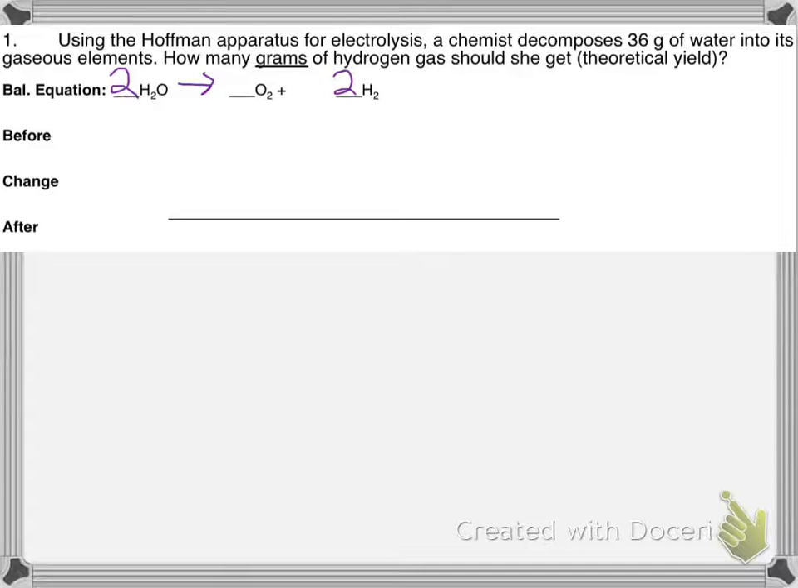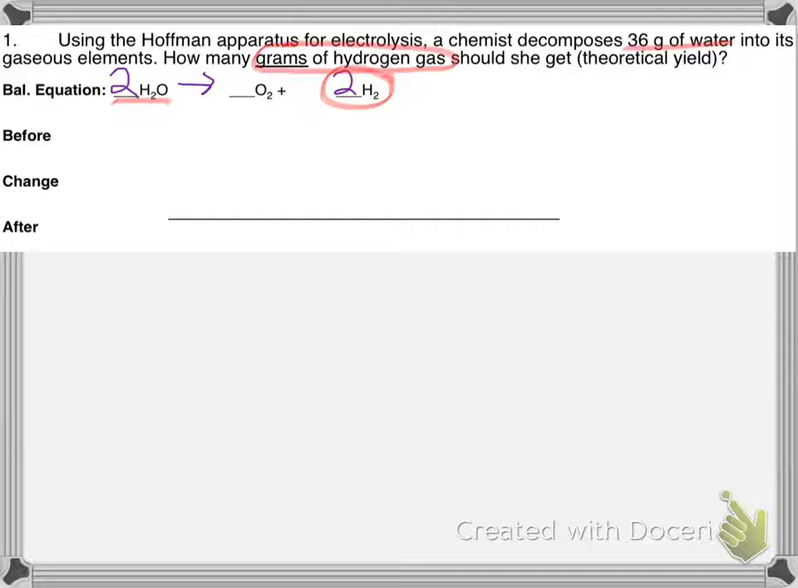So now we're ready for step 2. We need to identify our given and our unknown. We are given 36 grams of water. Okay, so this is our given. And we are looking for the grams of hydrogen gas. So this is our unknown, our hydrogen gas. So let's start filling in our BCA table.